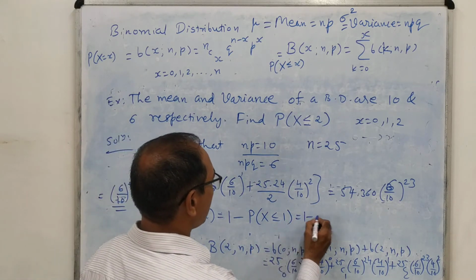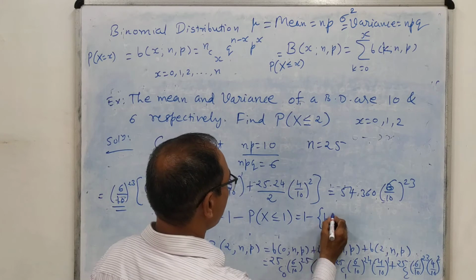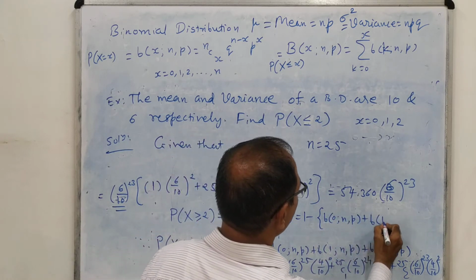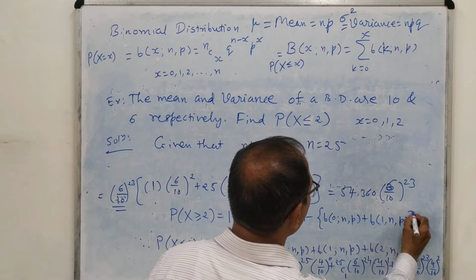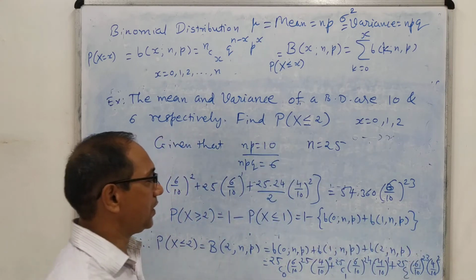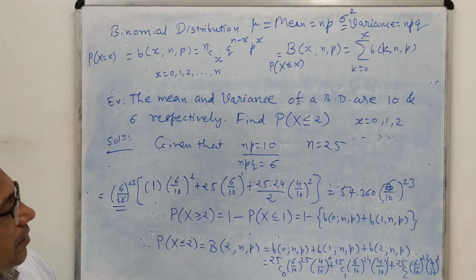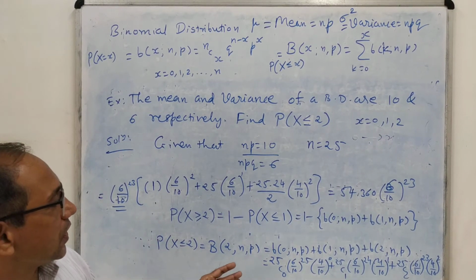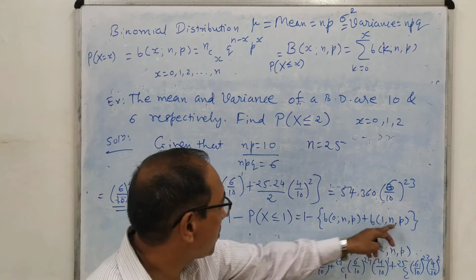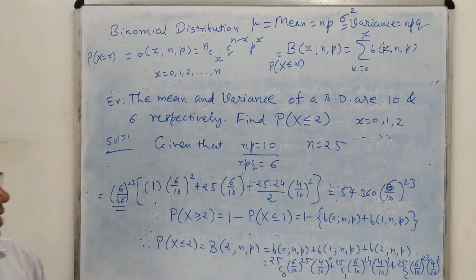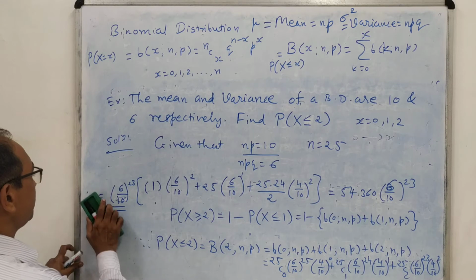So this will be nothing but b(0, n, p) plus b(1, n, p). So we require to find only two kinds of probabilities, and we can get the answer very easily, very simply, very rapidly. Okay, and here I put the bracket because the minus sign is outside. So you can find this value if it is asked. So I hope you are clear with this solution.